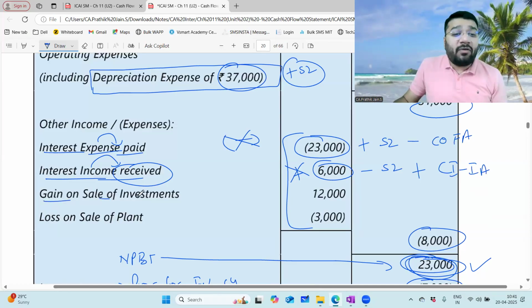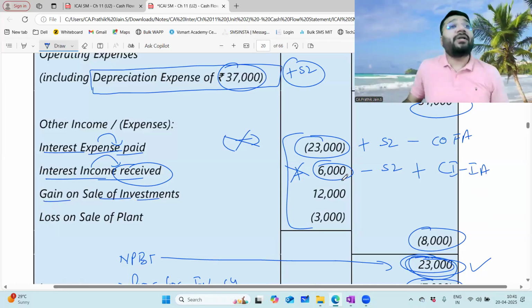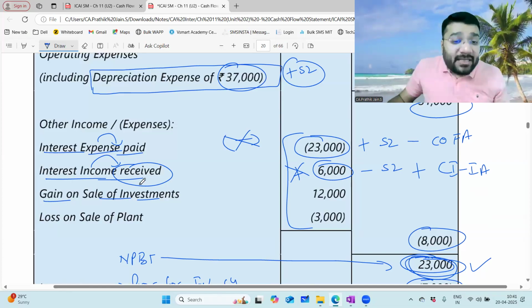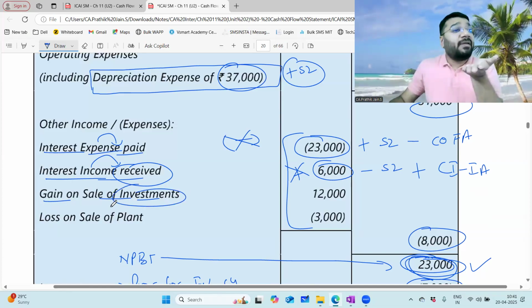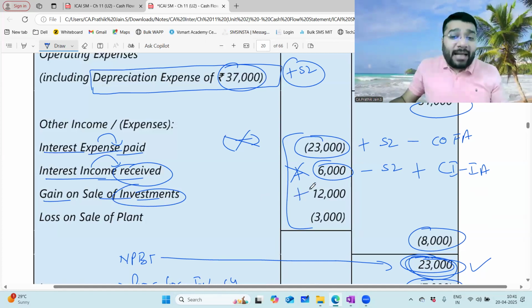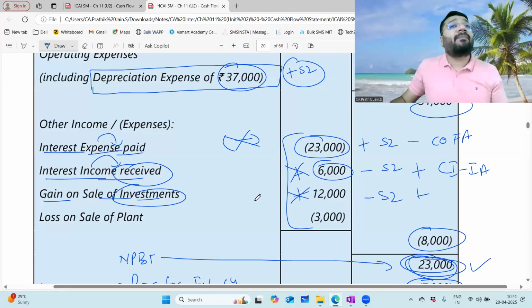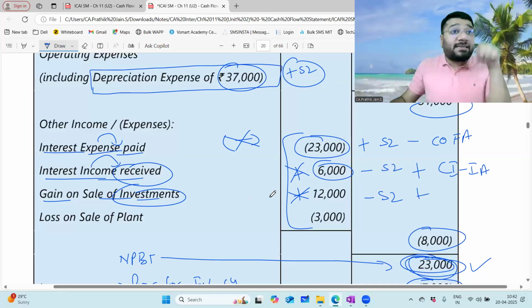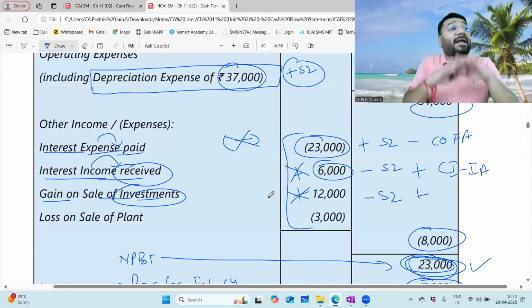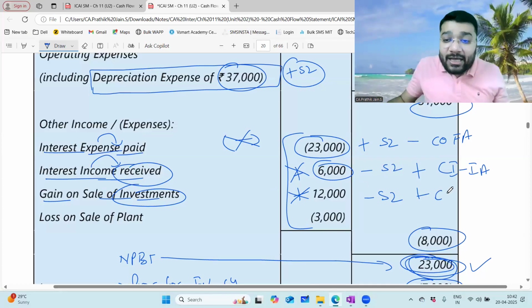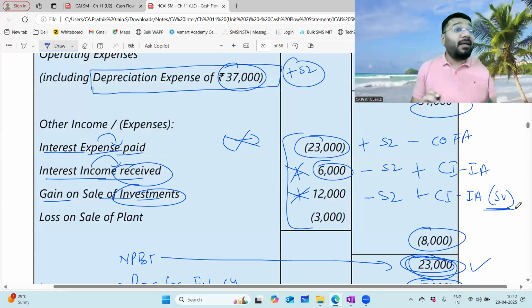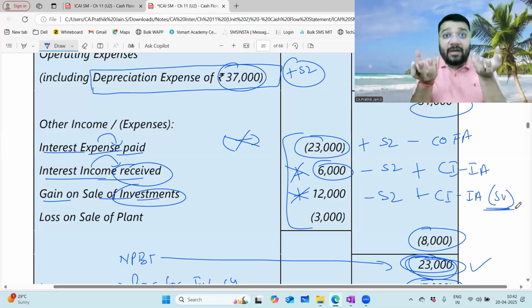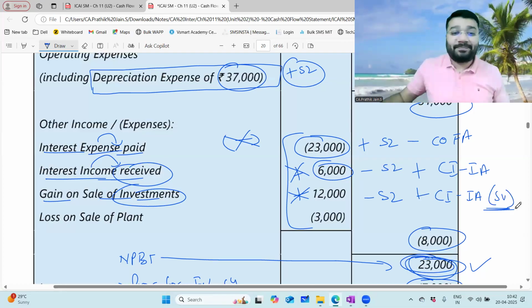Next, gain on sale of investment. 12,000 technically money received, but this is an investing activity. But currently it is added where? In the operating activity. To cancel this, subtract. What am I supposed to do? Minus in segment 2. And this will be added in your investing activity, not as a standalone item. This will be added in the form of the entire sale value. So this is a cash inflow of the investing activity. What should I add back? The entire sale value, not the gain part alone. Cost price plus profit, both put together, the entire sale value I should add back.